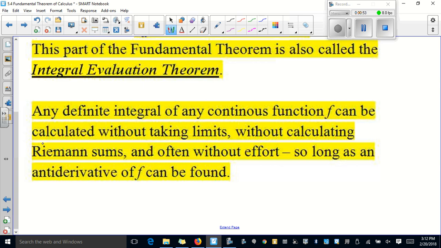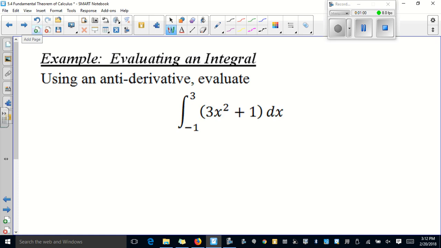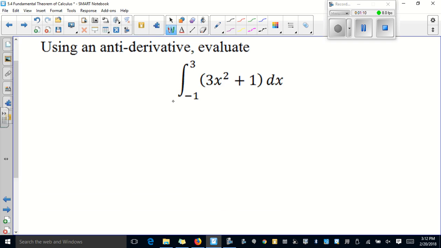So this is like a reminder of the power rule, that if you have u to the n, your antiderivative is u to the n plus 1 over n plus 1. Now this 3 is just a multiple, so you don't have to worry about him. So we have 3, and then our u to the n is x to the 2 plus 1, so 3, over your new exponent of 3, plus x. Because you need to know that 1 is the same as 1x to the 0 power. So 0 plus 1, 1. And evaluated from -1 to 3.